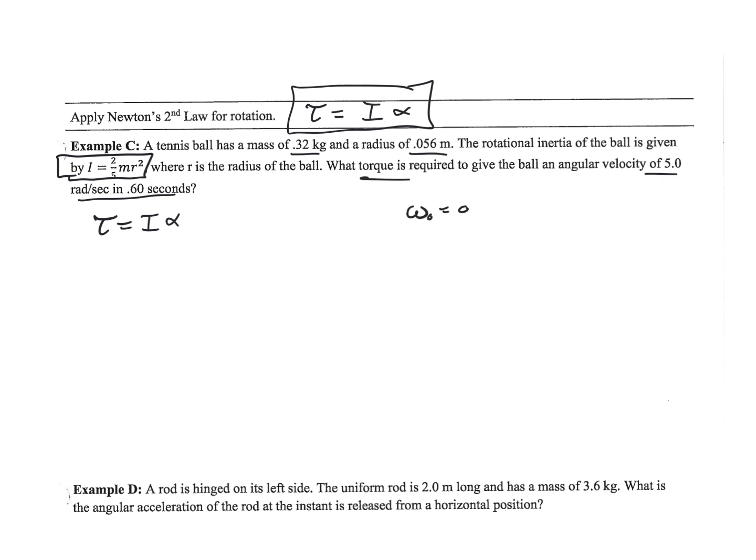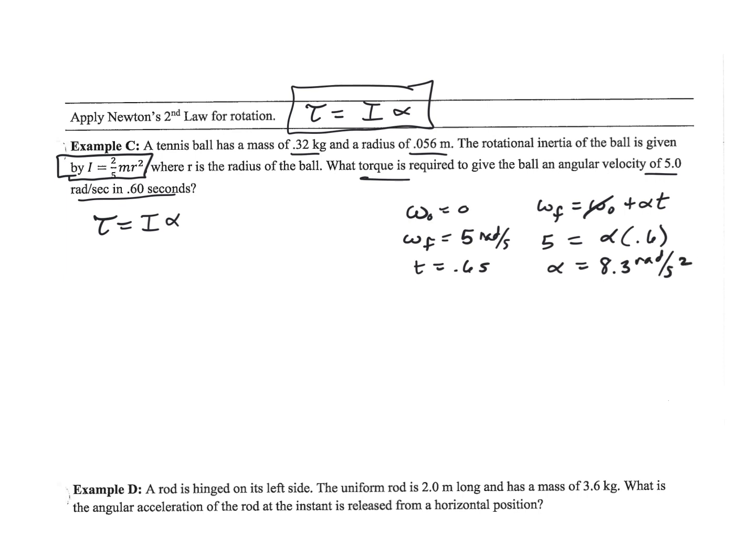Omega initial is going to be 0. Omega final, we know, is 5 radians per second, and we have a time of 0.6 seconds. If we think about the formula, omega final equals omega initial plus alpha t, then we can plug in what we know. So we have 5 equals alpha times 0.6. So alpha is going to equal 5 divided by 0.6, which is 8.3 radians per second squared. All right, so now we've got everything we need.